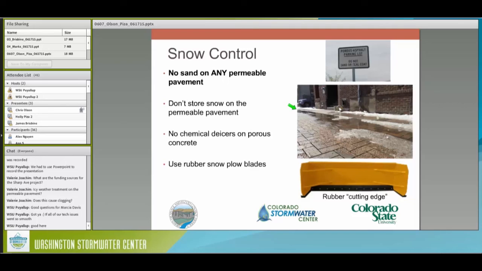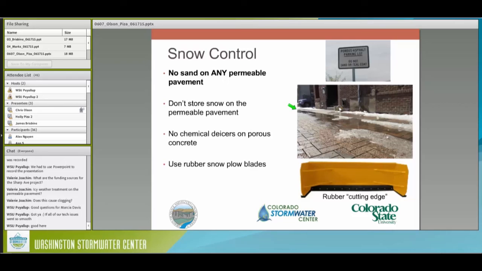It's a good idea not to store snow on permeable pavement. Again, snow piles have a very high sediment content, and as that snow melts, it will end up clogging the pavement in that area. Any type of chemical de-icers should not be used on porous concrete, because that can actually break down the binding materials in porous concrete and create some structural issues.